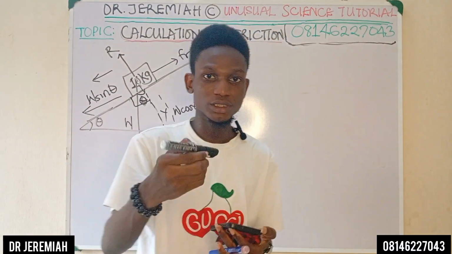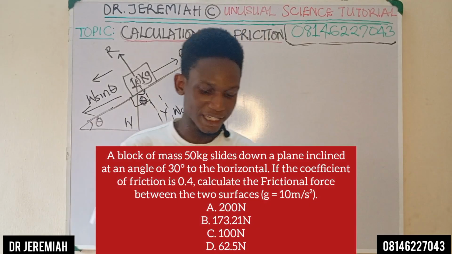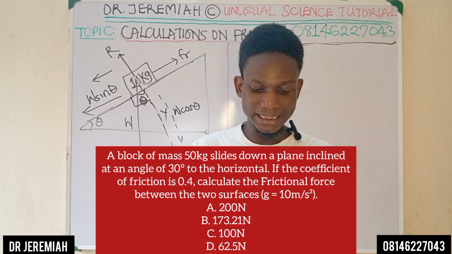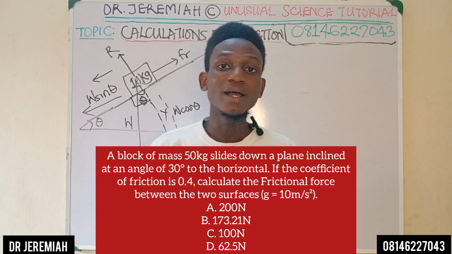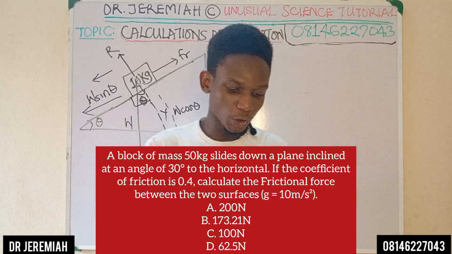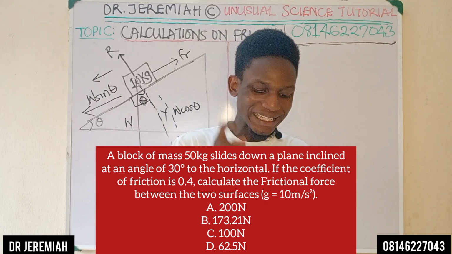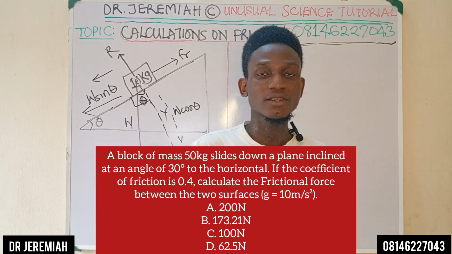Now the first question is showing on your screen. It says a block of mass 50 kg slides down a plane inclined at an angle of 30 degrees to the horizontal. If the coefficient of friction is 0.4, calculate the frictional force between the two surfaces.